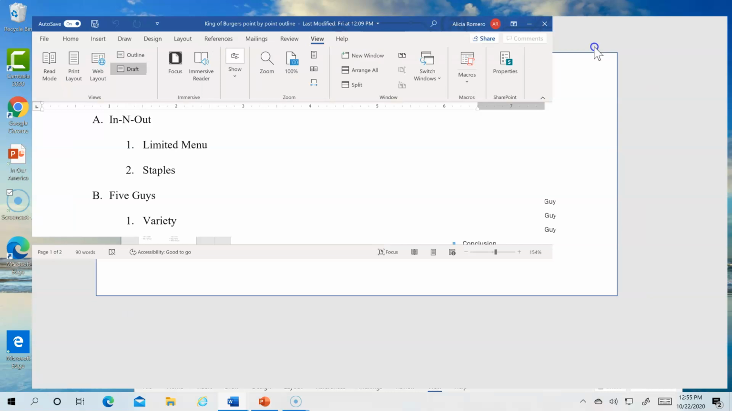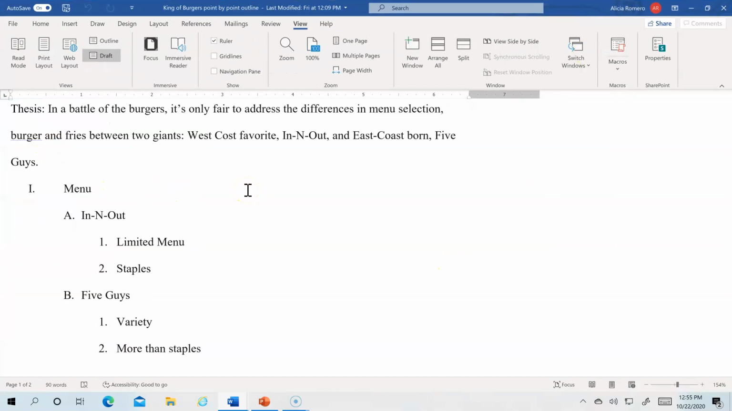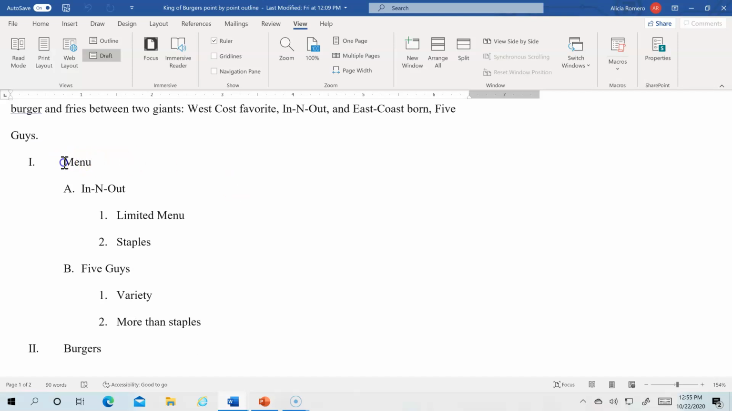Now to show you what that looks like a little bit better, I will post this for you in the module for this week. You can see here is our thesis statement. It's in one sentence.